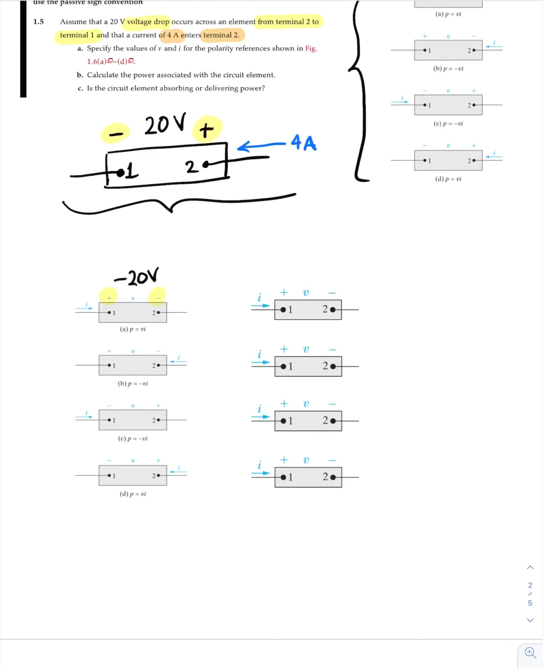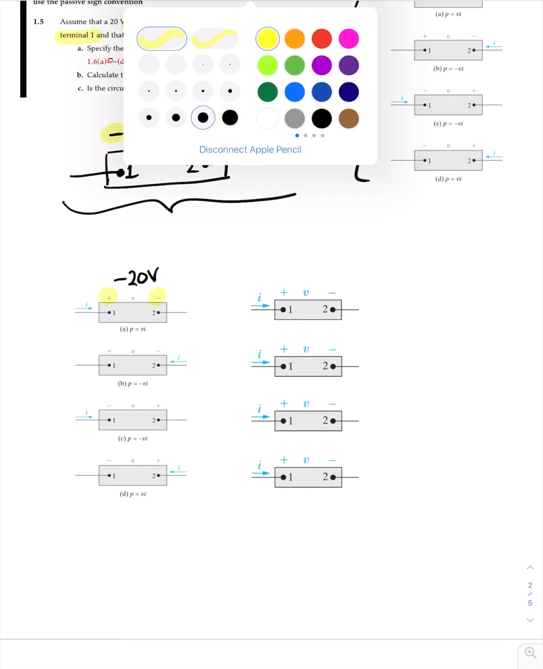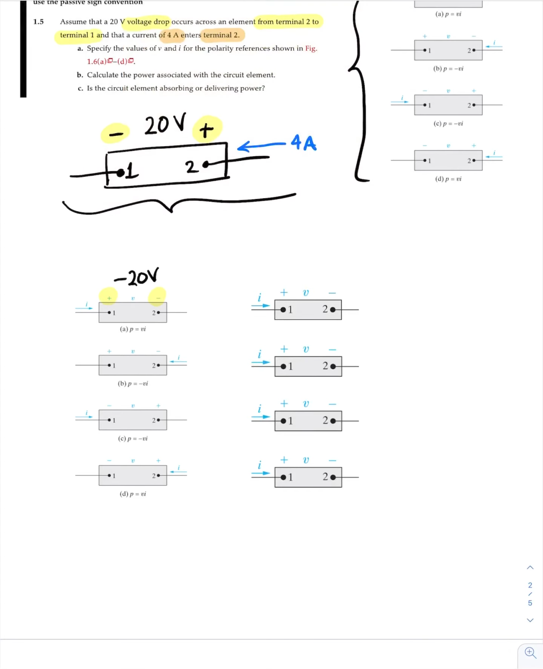Okay, current, on the other hand, is defined as entering terminal 2, but in circuit A, it's entering terminal 1. So again, this is the opposite, so we would define our current for circuit A as minus 4 amps. All right, now let's go to the next one.